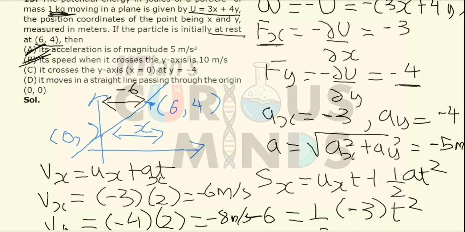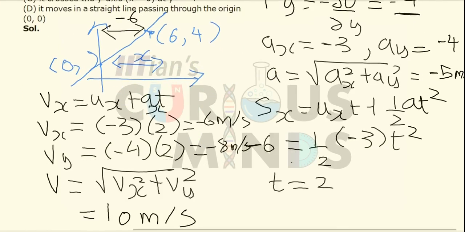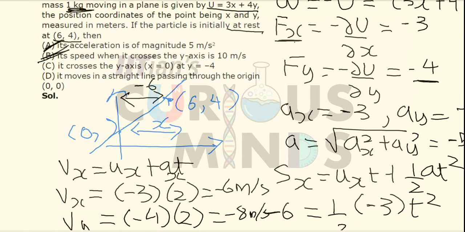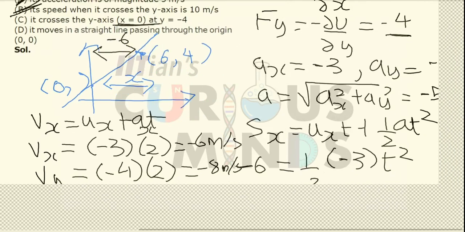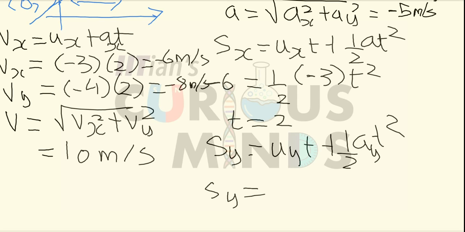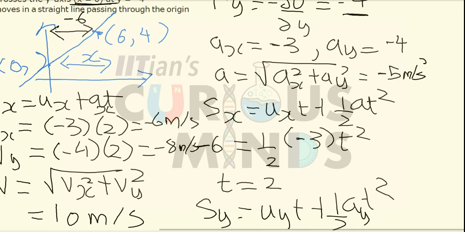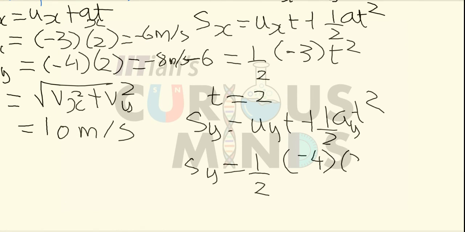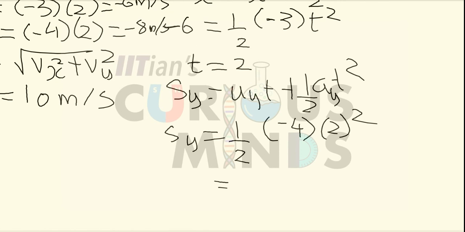Now let us see at what coordinate it crosses the y-axis. I know that when it crosses the y-axis, the displacement along x will be equal to 0. Let us find out the displacement along y. I will use the formula Sy equals uy t plus half ay t square. I do not know the displacement along the y-axis, let it be as it is. Initial velocity along the y-axis is equal to 0. Half acceleration along the y-axis, which is given as -4, into 2 square, will come out to be -8.